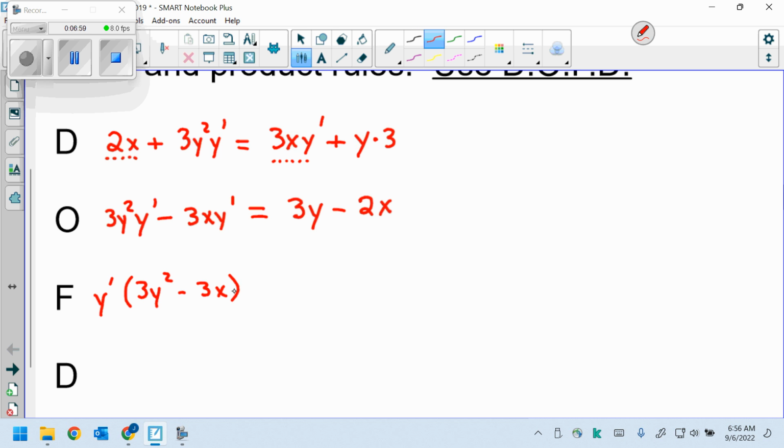And the other side, nothing to factor. It's good the way it is. And now, to get the y prime all by itself, I just have to divide both sides by this. And so I will know that y prime, the slope, the derivative with respect to x, is going to be 3y minus 2x over 3y squared minus 3x.